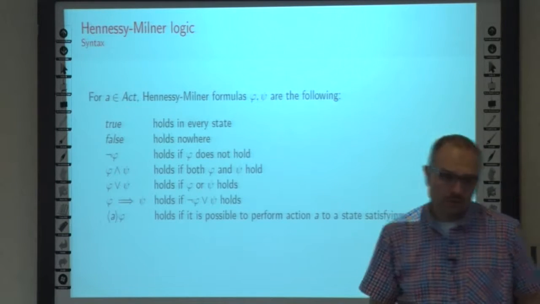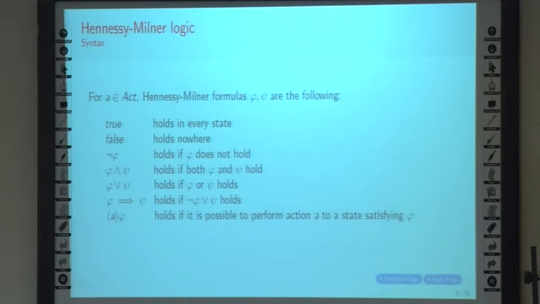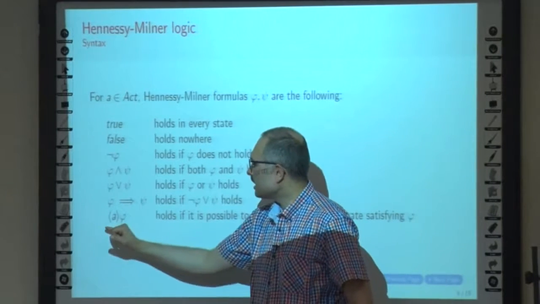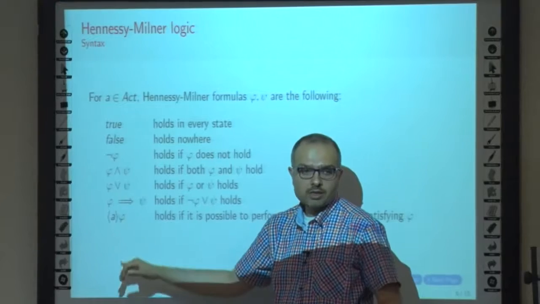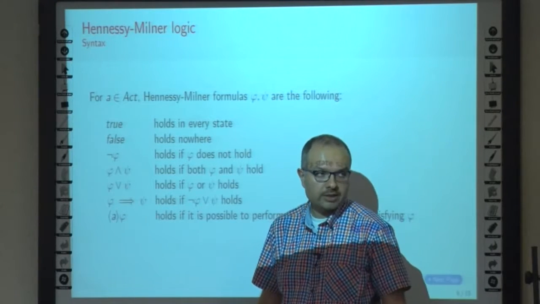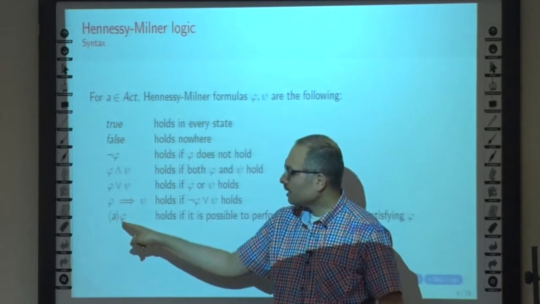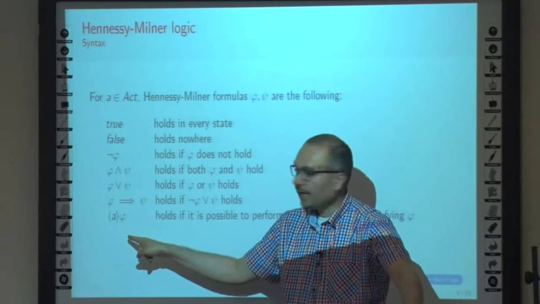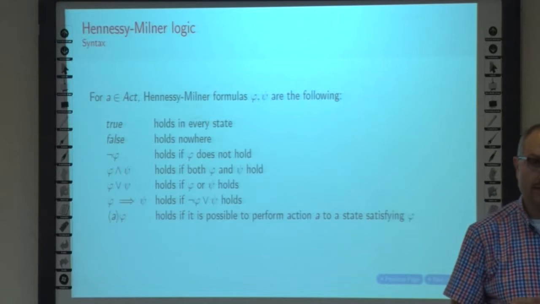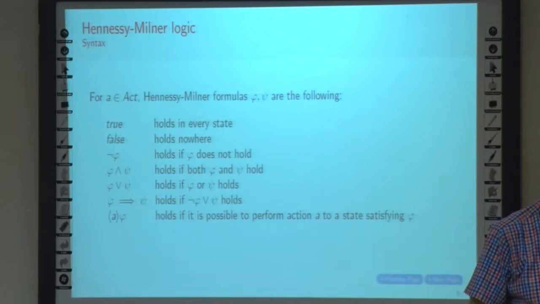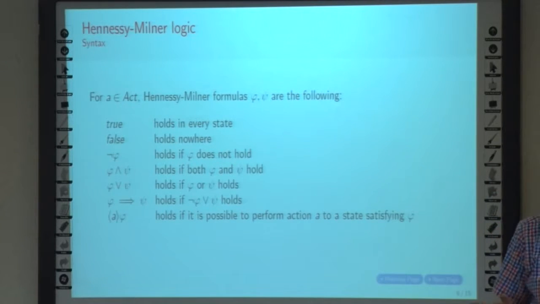And now this is new. This you may not have seen before if you haven't seen modal logic. You read this as diamond A phi. This one says you can do an A action. So it is possible to do an A action right now from the current state. And afterwards, in the target state, after doing this A, formula phi holds. So you can take an A step, and in the target state, phi should hold. Okay. Is this clear? I guess most of you have seen this also.